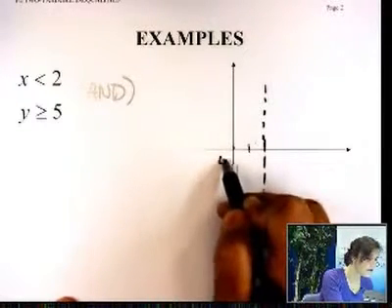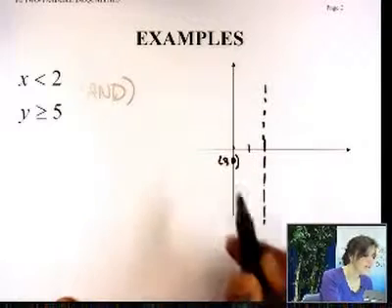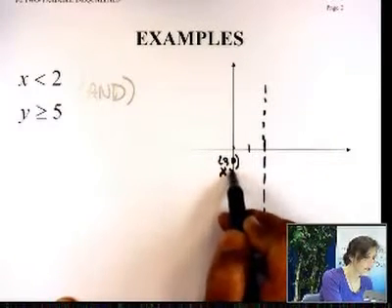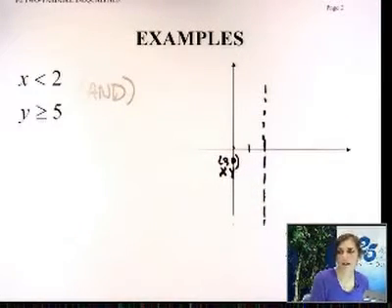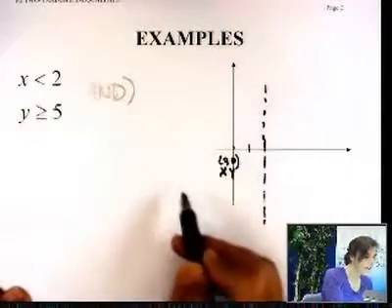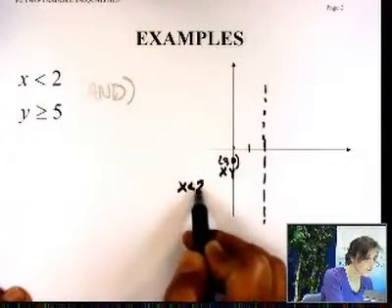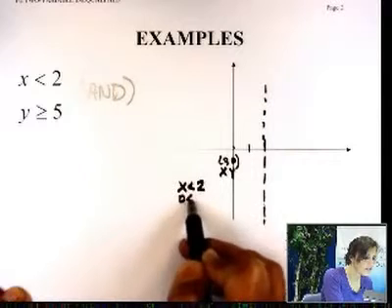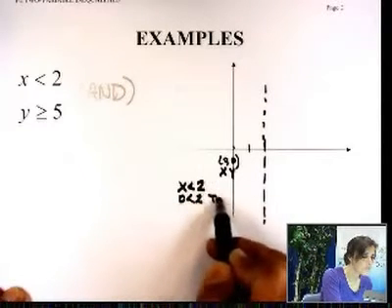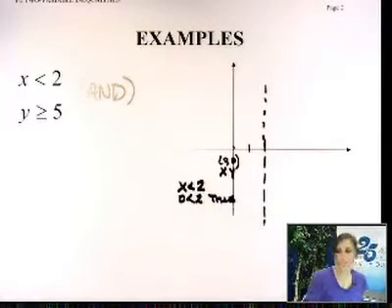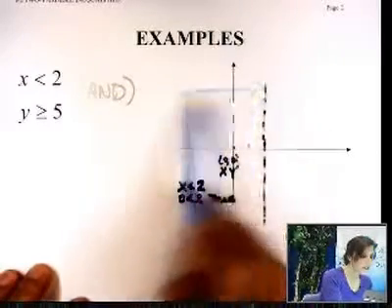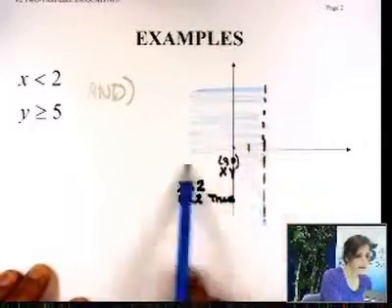Now I'm going to check. Let's check my 0, 0. So 0, 0 means this is my x coordinate and this is my y coordinate. So I'm going to plug it back in there and check. X is less than 2. Here, 0 is less than 2. Is that true? True. Then you shade the region that includes, when it is a true statement, you shade the region that includes that point, that test point. In this case, it's going to be here.